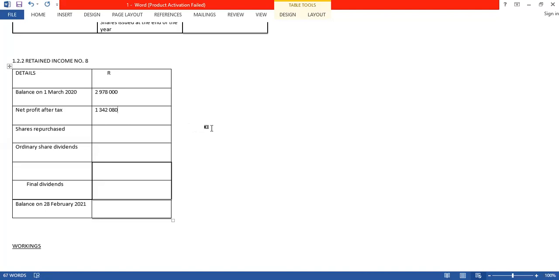1,342,080 is my net profit after tax. So my net profit after tax and the balance at the beginning are given. What you were supposed to do is just take what is given on the question paper and post it into your answer sheet, guys. So I'm going to go back to the question paper.